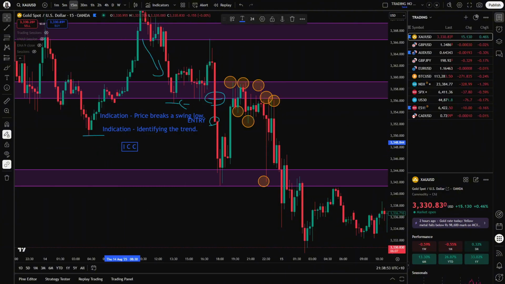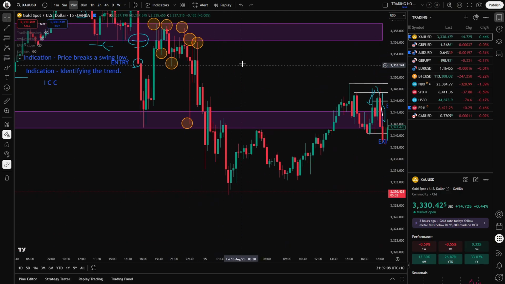Okay? So now, after we're in correction, because corrections are normal in the market, it happens, we look for continuation now. The last C we're looking for. So we've done I, we've done C. Now we're looking for continuation onto the bearish side.